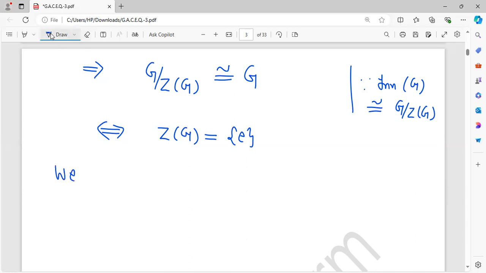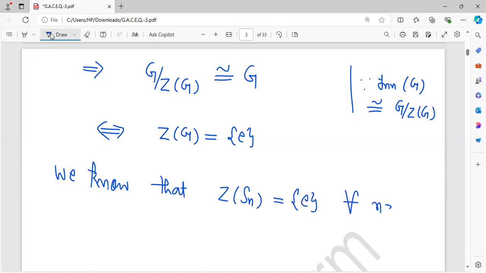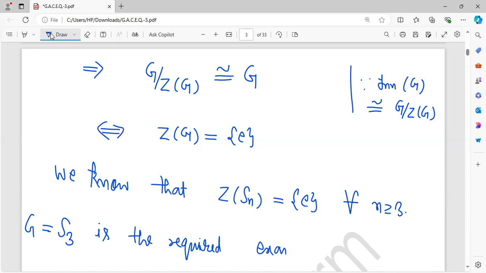We know that Z(S_n) contains only the identity element for all n greater than or equal to 3. So we can take n equal to 3. So G is equal to S3 is the required example of a group.